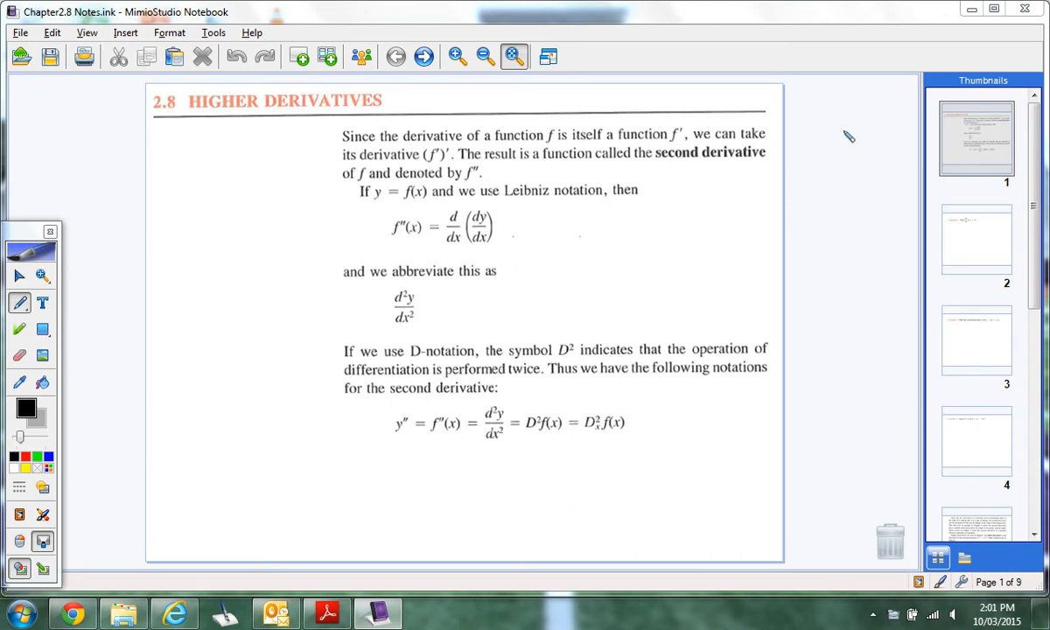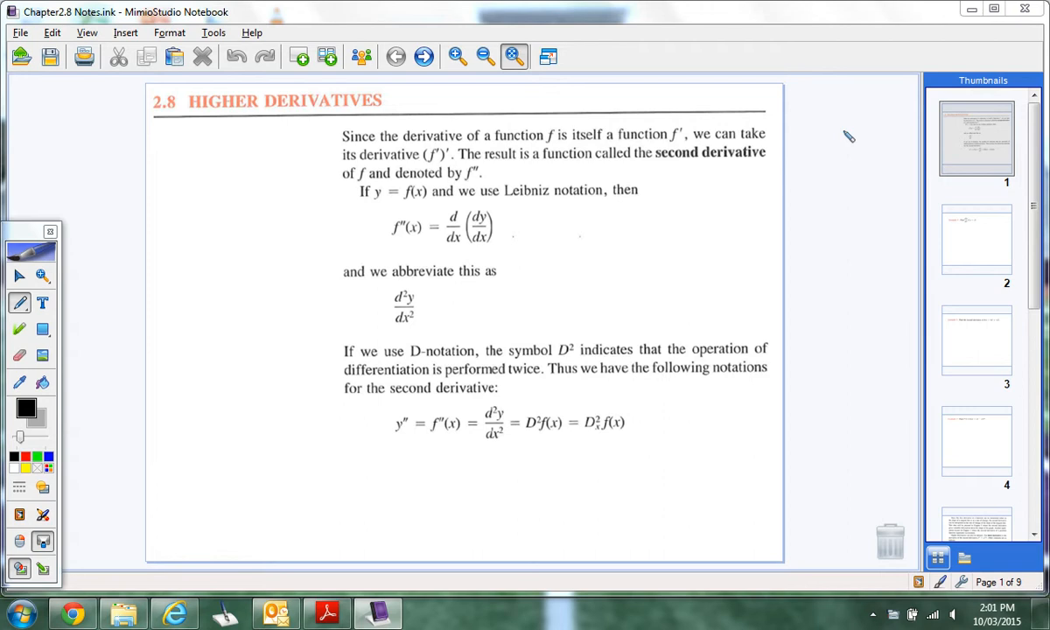Okay, so 2.8, Unit 2, this is the higher derivatives. You can't have an f prime of prime, which means f double prime, which means the second derivative. Okay, 2 ticks, 2 derivatives. Come on, that's not that complicated. All this is the derivative of the derivative.